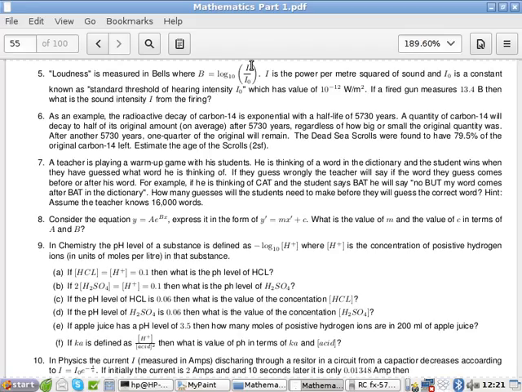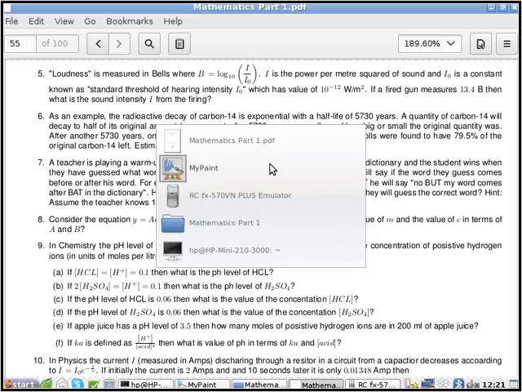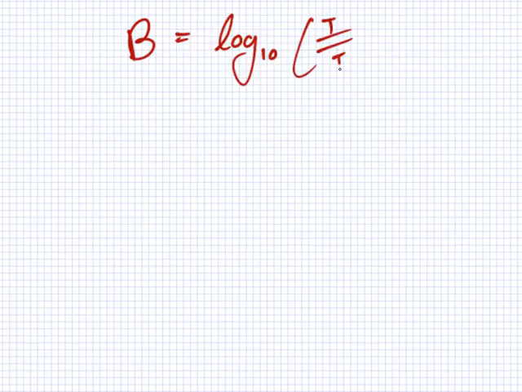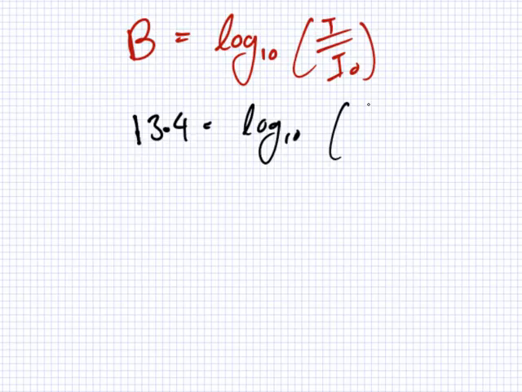Right, let's have a look now. It shouldn't take you that long to do. So you have B equals log base 10 of I over I zero. Okay, so I tell you the B and I tell you the I zero and I want the I. What did I say the B was? 13.4. Okay, and the I zero was 10 to the minus 12, wasn't it?